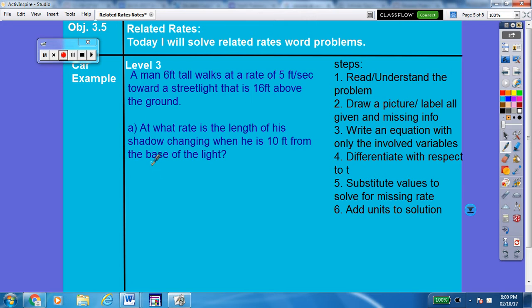The last example is a man who is 6 feet tall and walks at a rate of 5 feet per second toward a street light that is 16 feet above the ground.